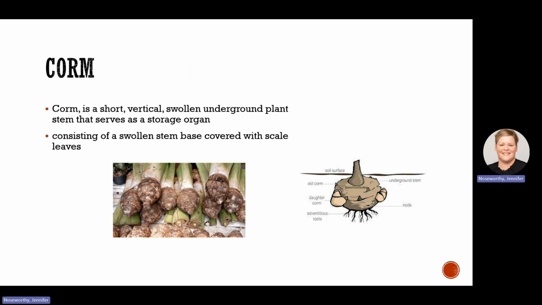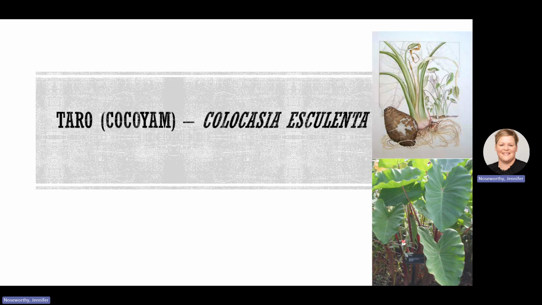So the corm, like I said, looks really similar to an onion, but if you split it open on the inside, it's really just a stem that is swollen and starchy, and the exterior has this scaly leaf covering. It's mainly just starch though. So cocoa yam or taro, Colocasia esculenta, is taro.